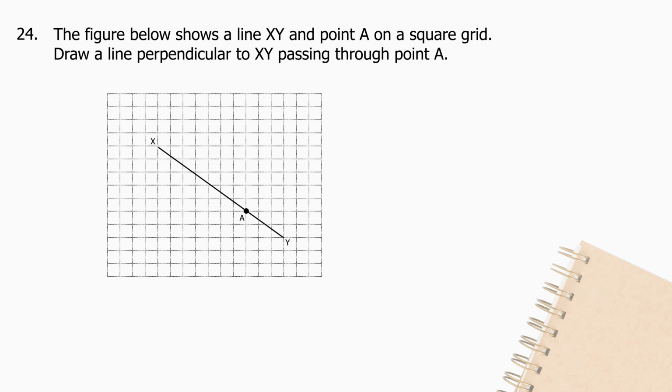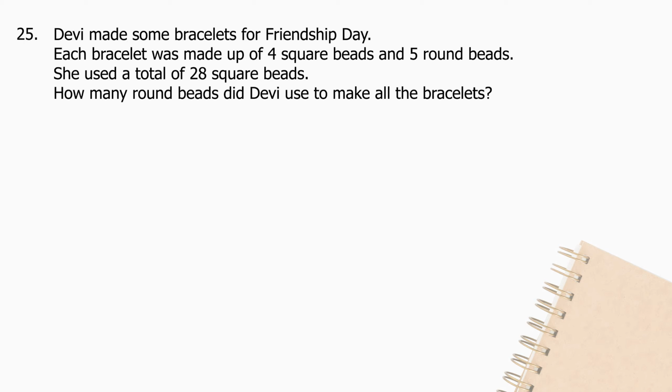Question 24. The figure below shows a line XY and point A on a square grid. Draw a line perpendicular to XY passing through point A. You will need to draw a line cutting across the line XY and forming a right angle for a perpendicular line.